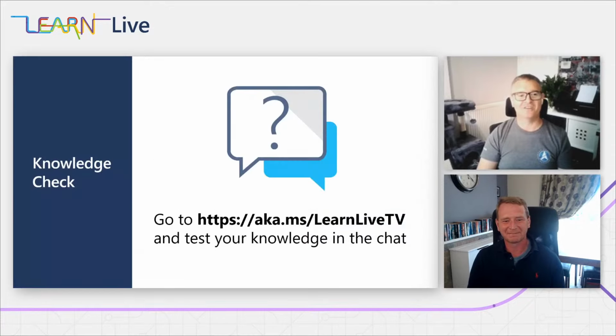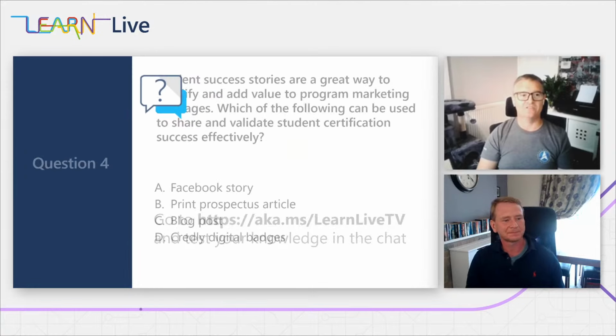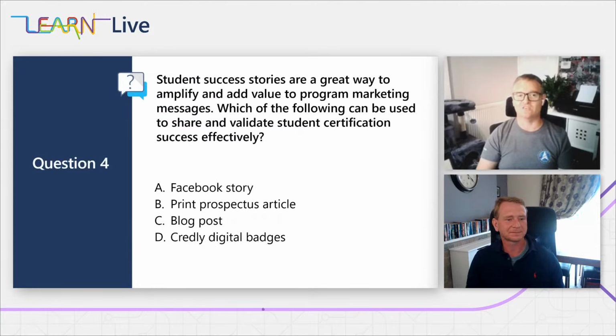So let's move on to the knowledge check. So this is our final knowledge check of today. So what we're going to be doing on this knowledge check is asking the following question. Student success stories are a great way to amplify and add value to program marketing messages. Which of the following can be used to share and validate student certification success effectively? Is it A, Facebook stories? Is it B, print prospectus and articles? Is it C, blog posts? Or is it D, the Credly digital badges?